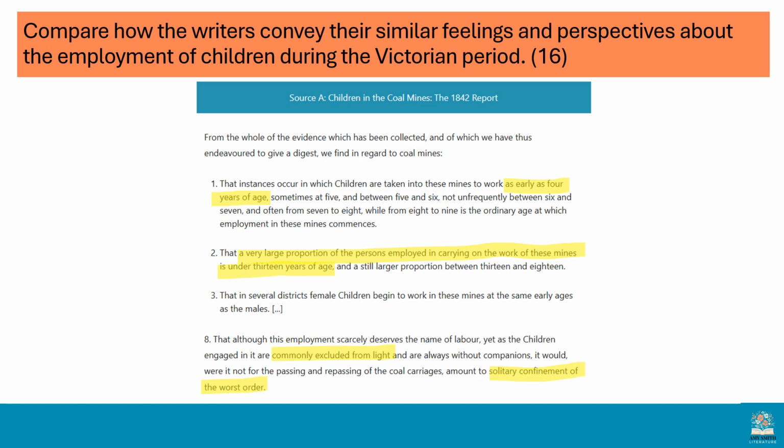So first of all, I've highlighted 4 years of age. That's using a statistic to emphasise just how young these children are. I mean, imagine a 4-year-old going out and doing a full day of work, day after day, independently.